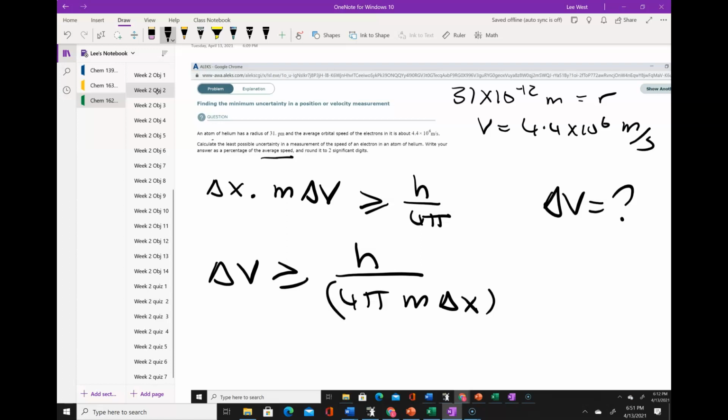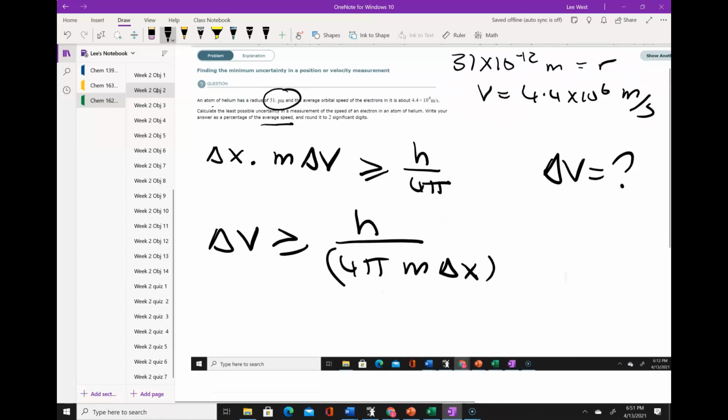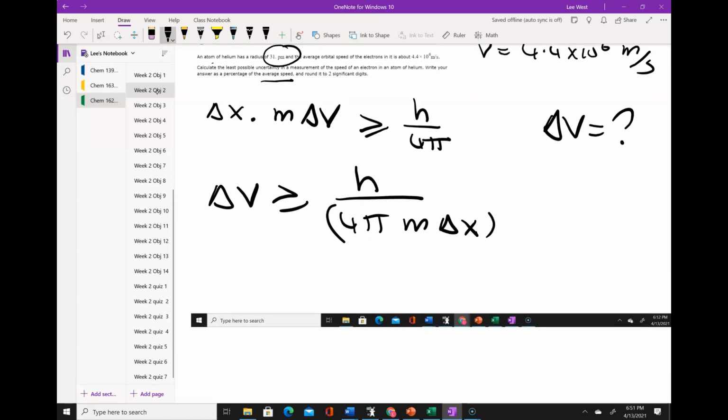Now it says an atom of helium has a radius of 31 picometers. So where is the atom? All right, so there it is there. So we're going to call that position there. And 31 that way, and 31 that way. So it's somewhere in there, isn't it? It's centered about that. So delta X is plus or minus 31 picometers.